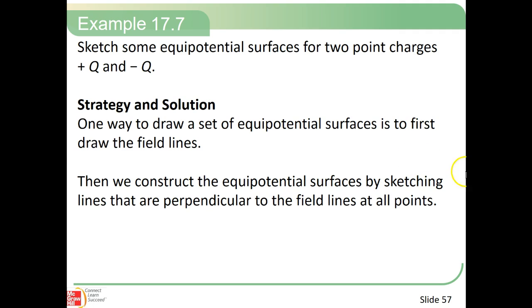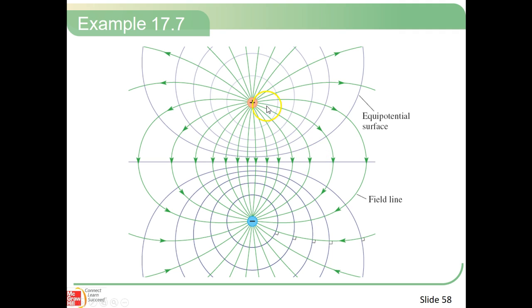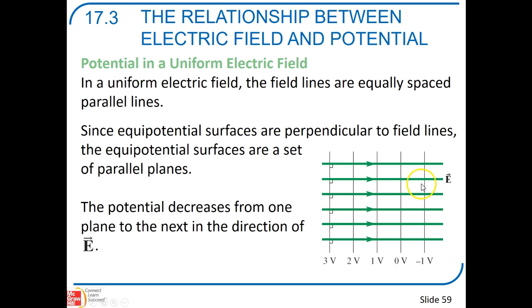Example 17.11 says sketch some equipotential surfaces for 2-point charges. To do that, we simply draw the 2-point charges and then draw the field lines, and then wherever we have the field lines, we can draw nice connected lines that are perpendicular to those field lines. As we continue to do that, you start to see how those equipotential surfaces will make a circle around each one of our charges. Really kind of a cool thing to see.